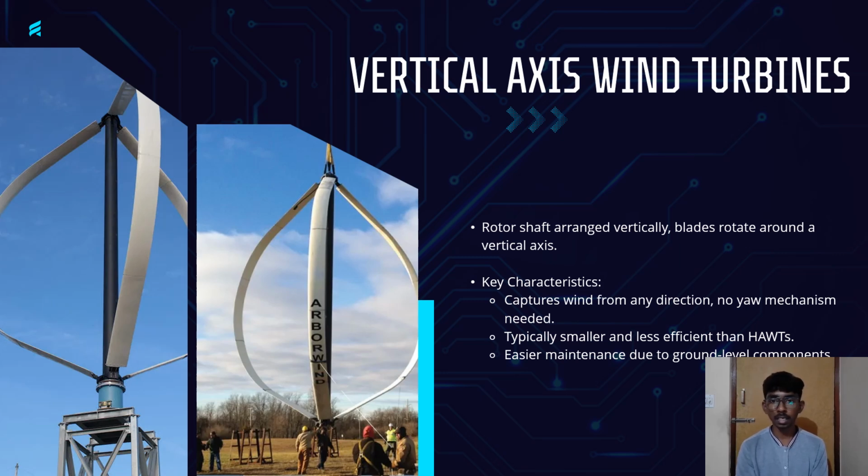The first key characteristic is that it is typically smaller. In the image, you can see it is not as huge and doesn't have any big towers. It is small and compact, easy to maintain and manage, and also easy to repair if any faults occur.